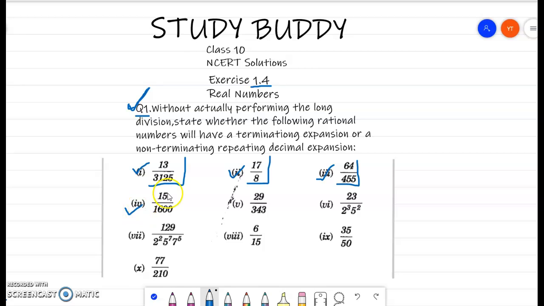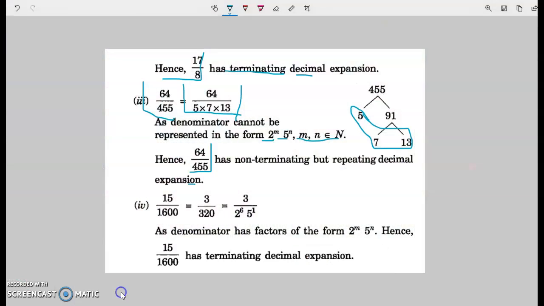Moving on to the fourth question, that is 15 by 1600. For this one, I'll consider 15 by 1600 to be equal to 3 by 320. By cancellation or division, you get 3 by 320. 320 can be written as 2 power 6 into 5 power 1. So 3 by 2 power 6 into 5 power 1. As the denominator has factors of the form 2 power m into 5 power n, therefore 15 by 1600 has terminating decimal expansion.